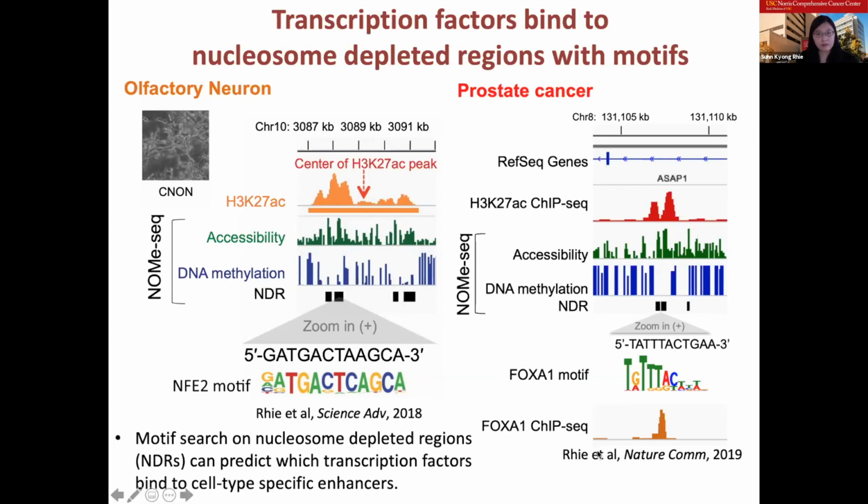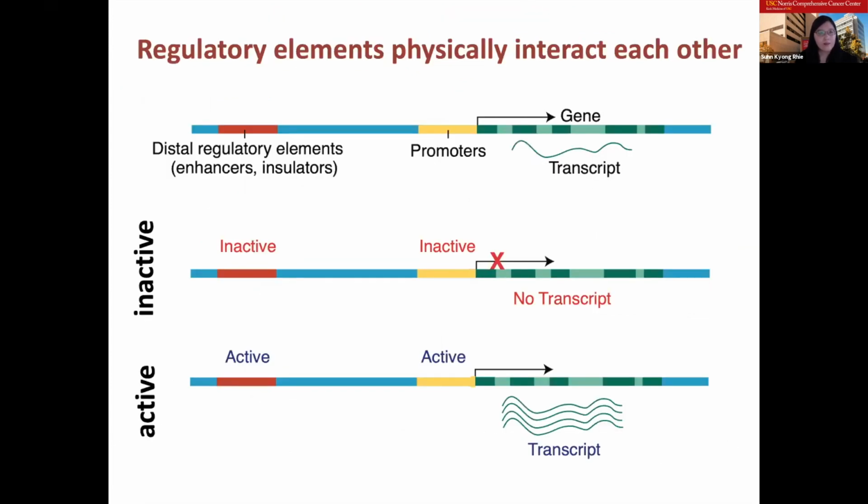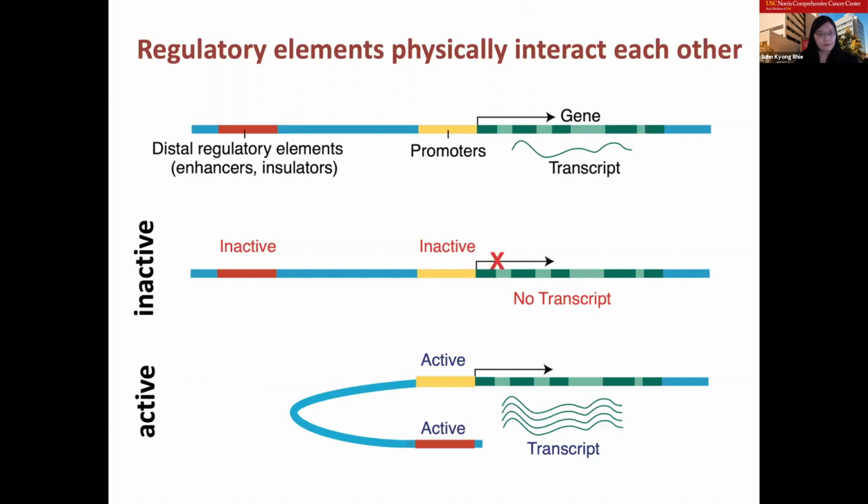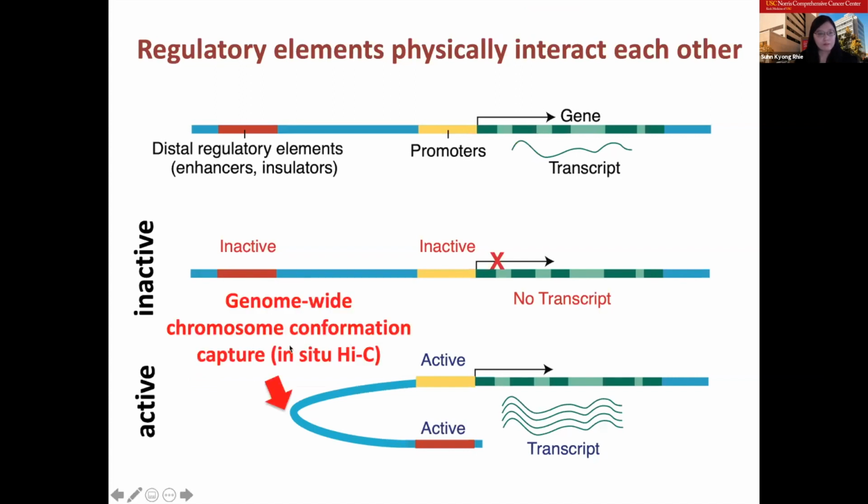Okay, now we are able to identify cell type specific enhancers and key transcription factors that bind to those regions using this approach. However, there is another question, because an enhancer does not necessarily regulate the nearby gene, but it can regulate genes that are far from those enhancers. So to answer this, we perform chromatin conformation capture assays, genome-wide chromosome conformation capture in situ. In situ Hi-C is a method developed by other groups that can check the chromatin interactions, and you can identify promoter and enhancer interactions.